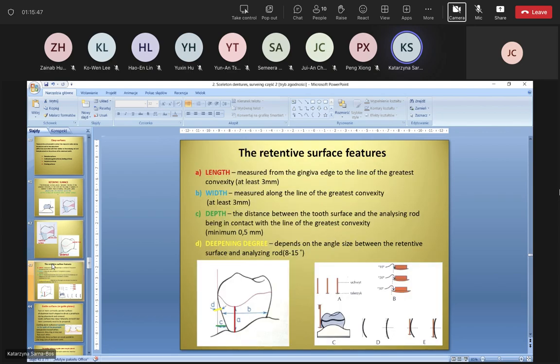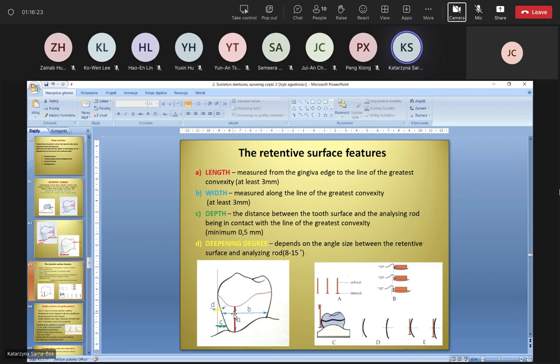The retentive surface should have some features, because it should have a proper length, width, depth, and tilt degree. The length is the dimension measured from the gingival edge to the line of greatest convexity, and in the case of a retentive surface it should be at least 3 millimeters.